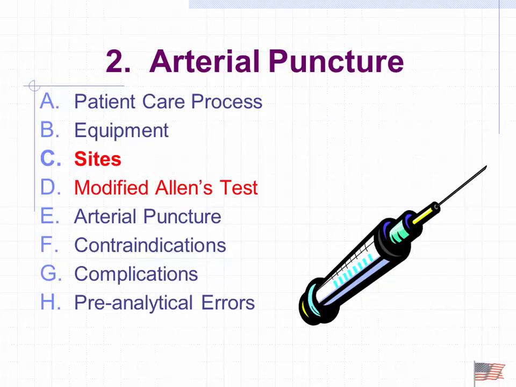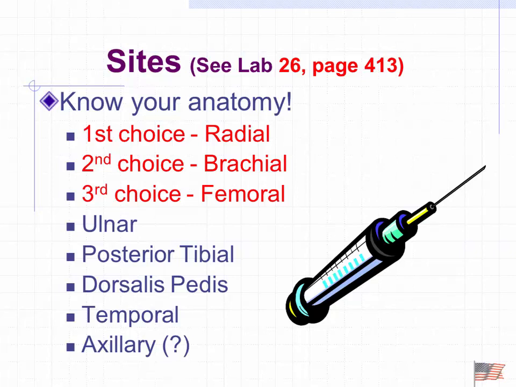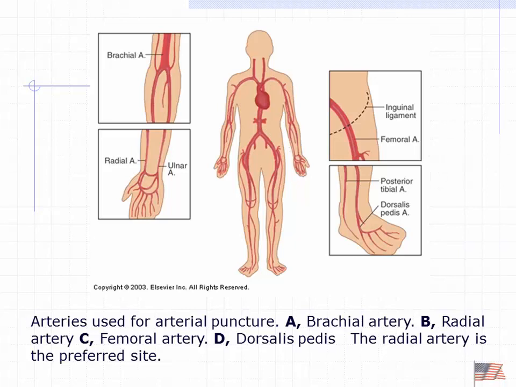Where do we want to draw from? Well, how about if we go back and just review our anatomy? Our best choice is usually the radial. It's far more superficial. It has fewer other structures near it, like nerves. The second choice would be the brachial. Personally, I hate brachials. And the third choice would be femoral, although there are some other ones that we could potentially use, though they're not that common. Sometimes in pediatric patients we'll use some of these other ones, but for the most part we're going to use a radial.